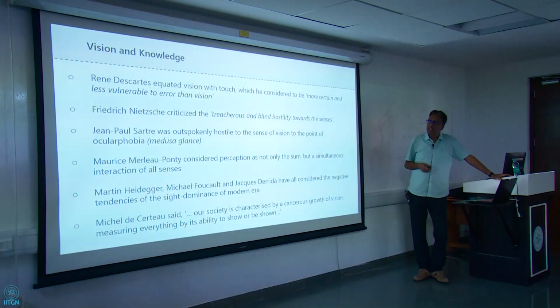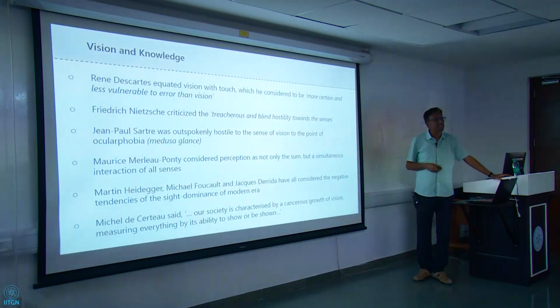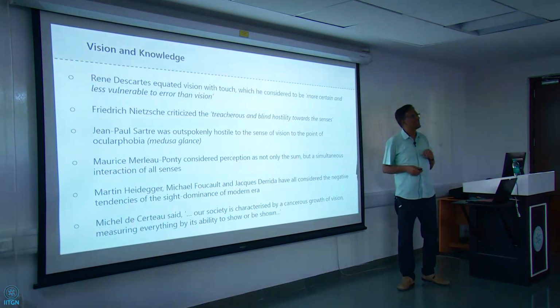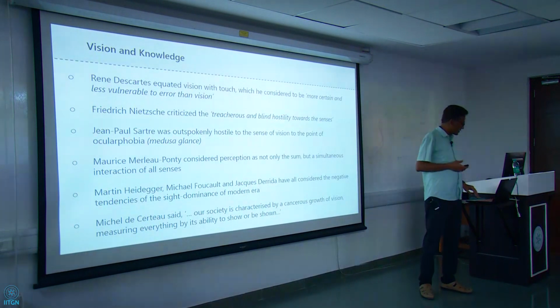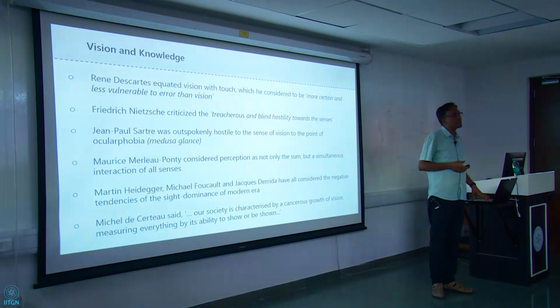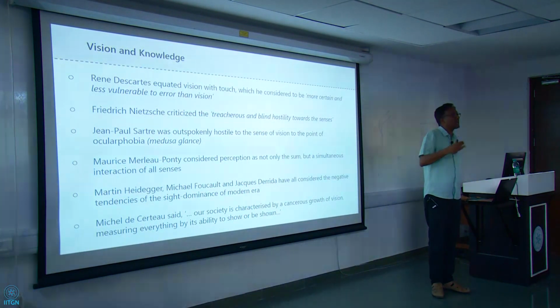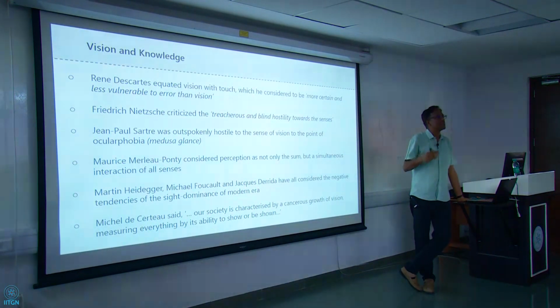So he equated vision with touch, which he considered to be more certain, less vulnerable to the errors of vision. So this is one of the early guys who started questioning the dominance or the absolute certainty of what people see. I mean, Western science is based on observation, right? So vision always had this very strong prominence over other senses. You can see, entire astronomy was based on visual observation, isn't it?